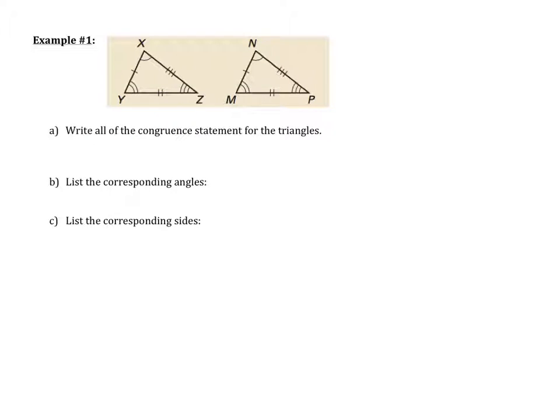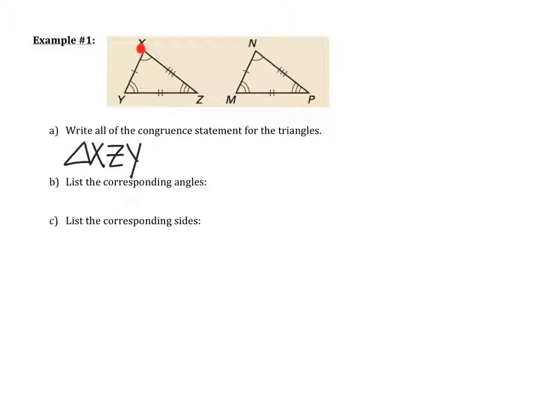Let's look at another example. Number one, notice we have two triangles and we have congruent symbols marking that X is corresponding to N, Z is corresponding to P, and Y is corresponding to M. So let's look at part A, write all of the congruent statements for the triangles. Let's just start off by doing one of them. Going in the order of, let's start with X. So triangle XZY.